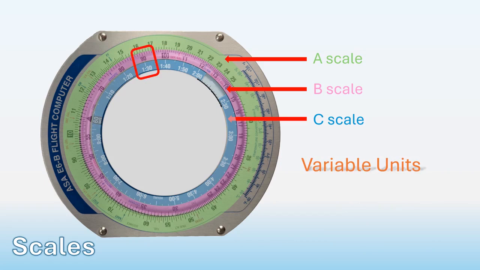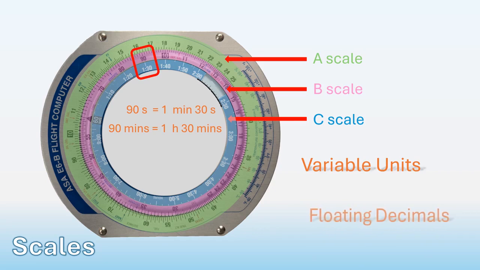Similarly, if the B scale represents time in seconds, the C scale indicates time in minutes, so 90 seconds equates to 1 minute and 30 seconds. Be aware that all 3 scales have floating decimals. This means a number, say 10, can stand for different decimal values, like 1, 10, 100, 0.1, and so on. This feature is handy but can get confusing, so stay alert when doing your calculations.